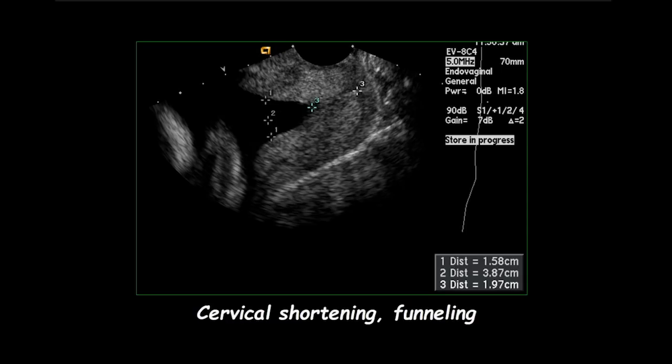This was a transvaginal image in a pregnant patient demonstrating cervical shortening measuring 2 cm and cervical funneling measuring 1.6 cm in diameter. These are signs of cervical incompetence.